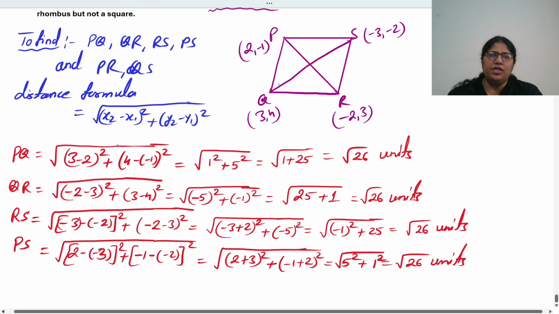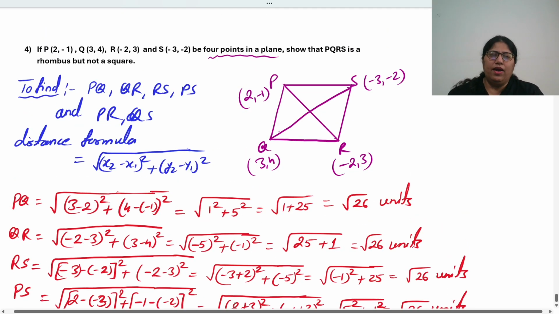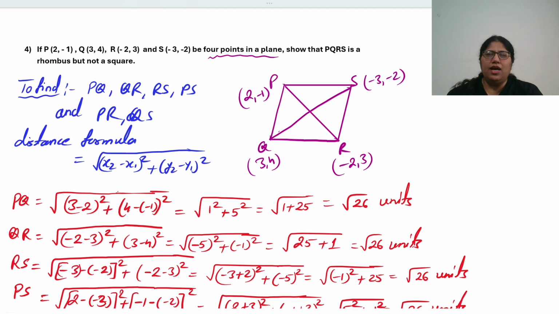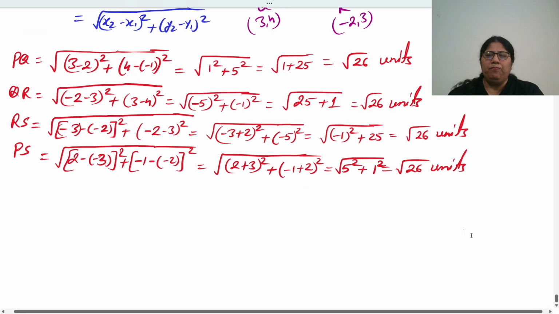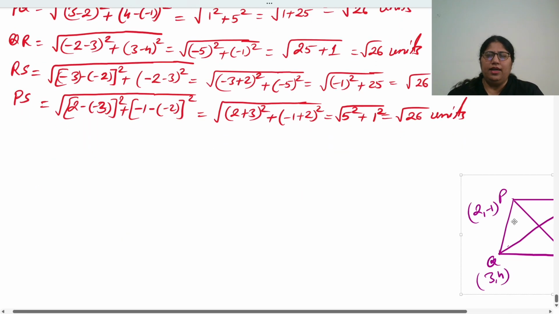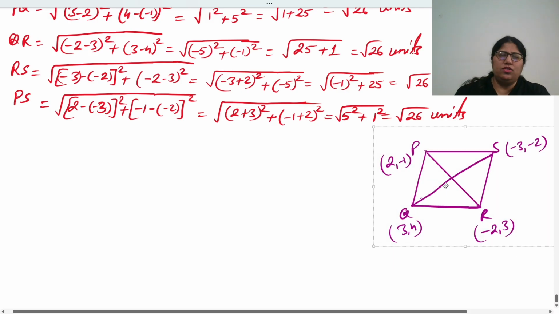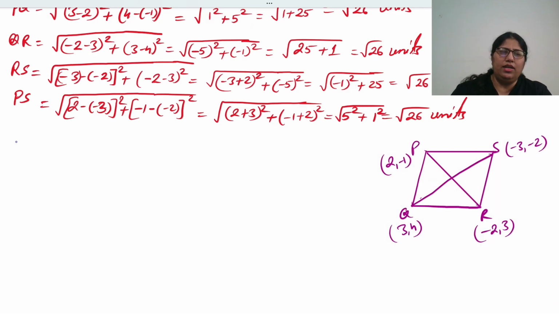So all four sides are equal. You have checked that all four sides are equal. Now you need to get the length of the diagonal. How do we get the length of the diagonal? I have to use the PR coordinates and then the QS coordinates, so that we can use these coordinates to find the length of the diagonals also.